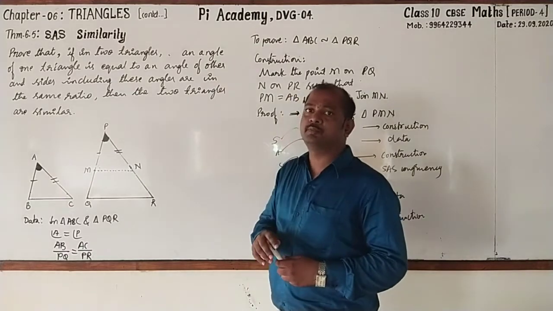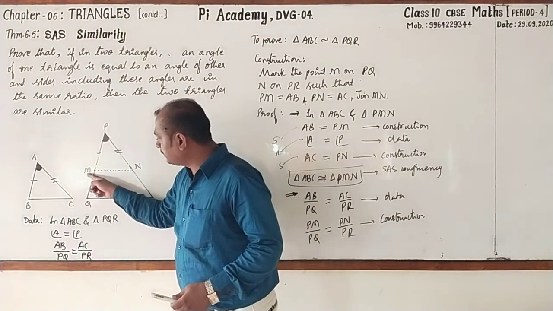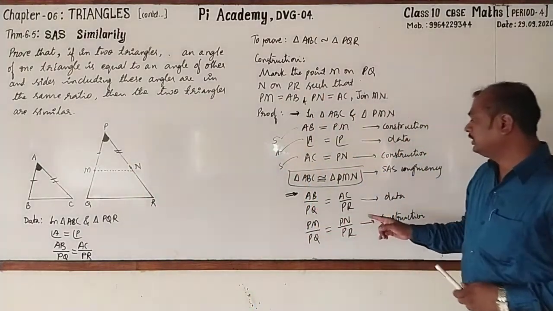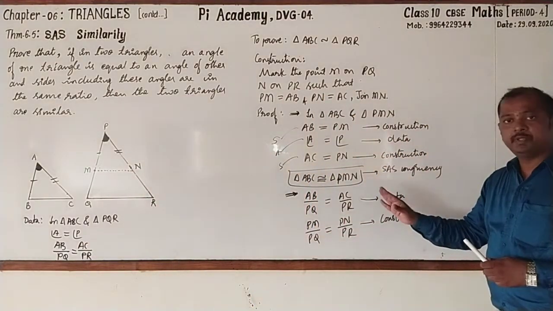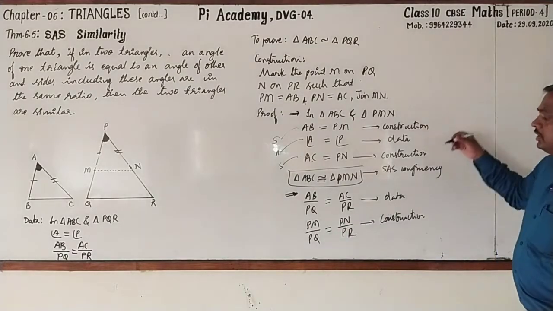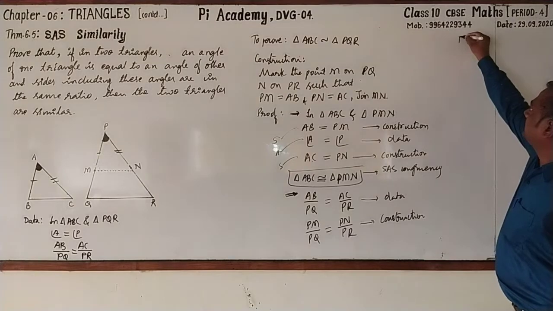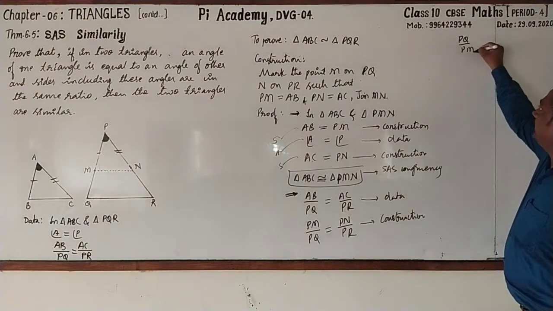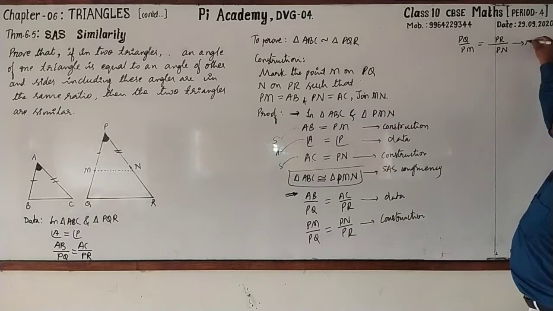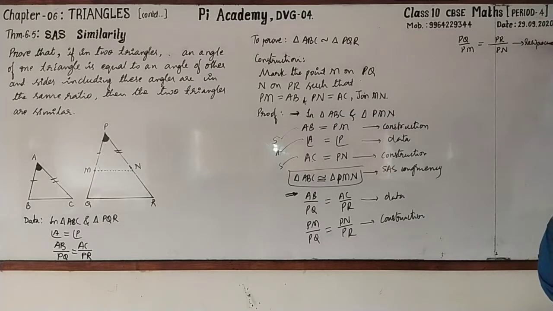To use the converse of BPT, we need PM by MQ and PN by NR. Hence, I'll write PM and PN as it is. Let's go for taking the reciprocals. What is it? Tell the reciprocals. It is PQ by PM, which is equal to PR by PN from reciprocals.